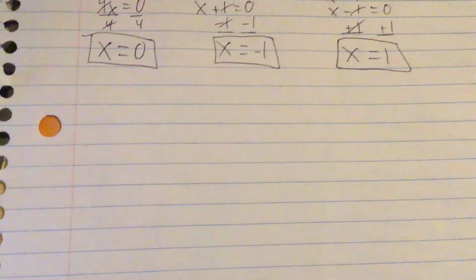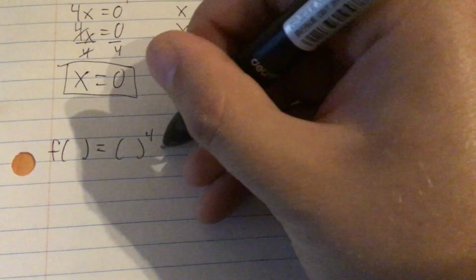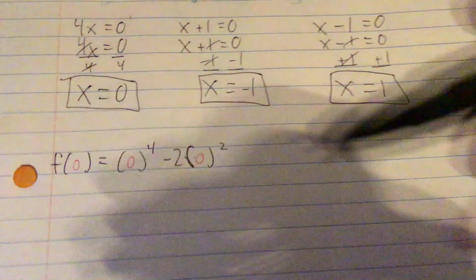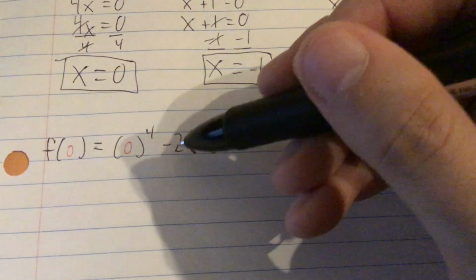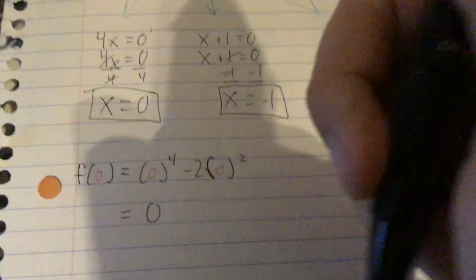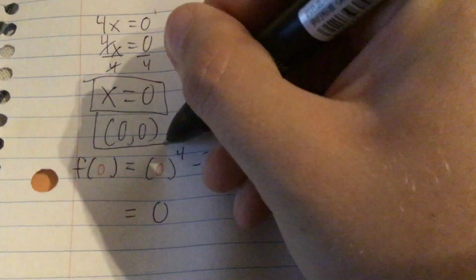So the original f of x is x to the fourth minus 2x squared. All right? So if I plug in x equals 0, 0 to the fourth is 0, minus 2 times 0 squared. I don't need to write this whole thing out. I know it's going to be 0. So therefore, at x equals 0, y is equal to 0. That is a critical point.